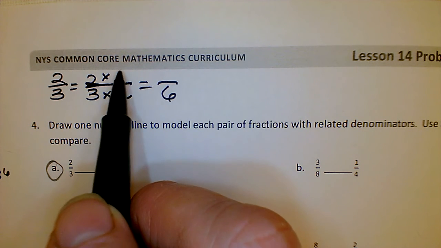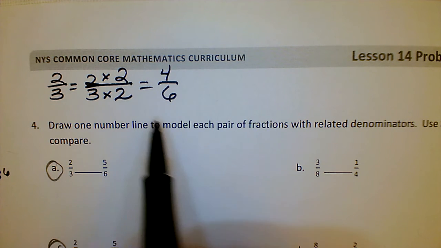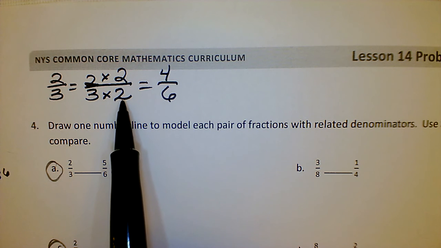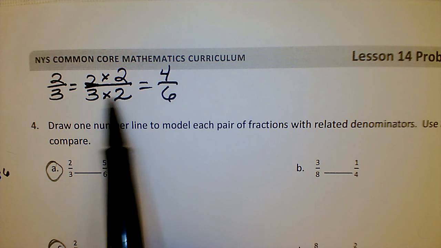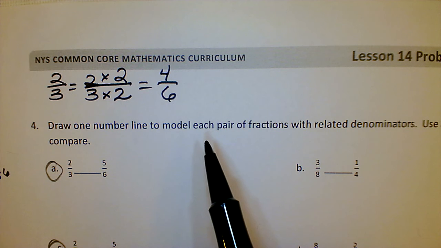Whatever I do in the denominator, I must do in my numerator. So 2 times 2 is 4. So now I do know how I could turn that 2/3 into 4/6. And that would be by multiplying or decomposing each third into 2 pieces, because 3 times 2 is 6. Let's go ahead and draw a number line. Or actually, before we do that, let's compare it.